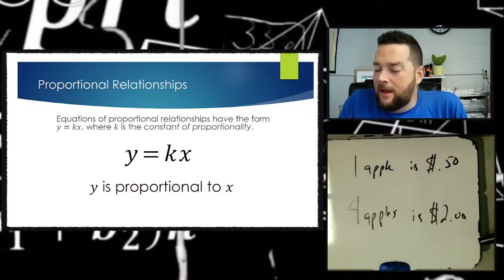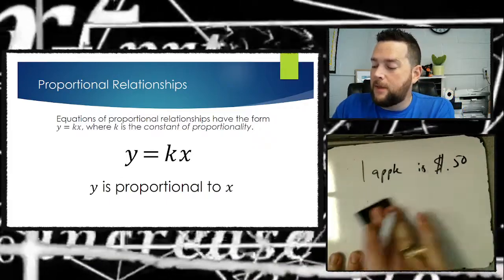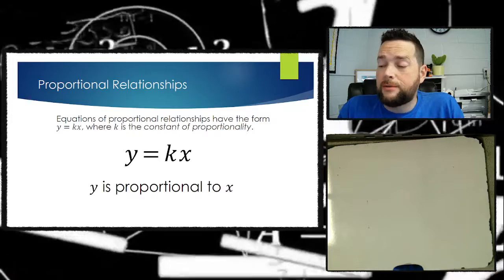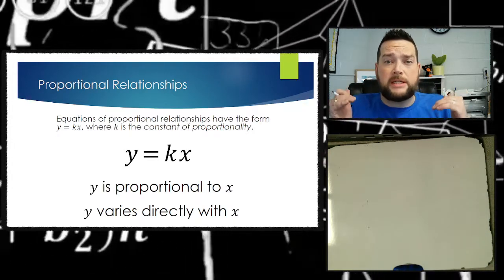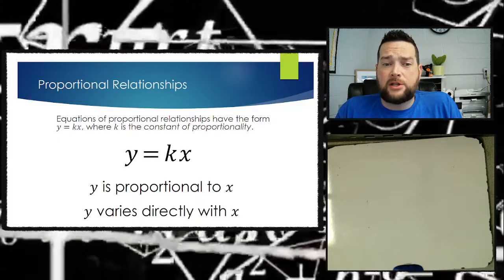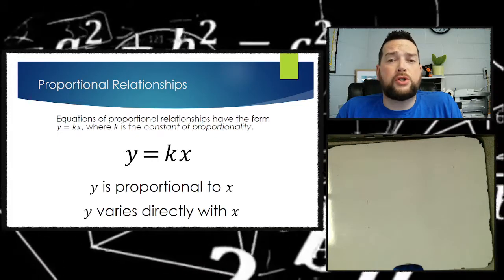Okay, so the words that we might need to understand are the words is proportional to, and the words varies directly with, or changes in sync with the other values. So let's just try to understand these. When you see those words, is proportional to.